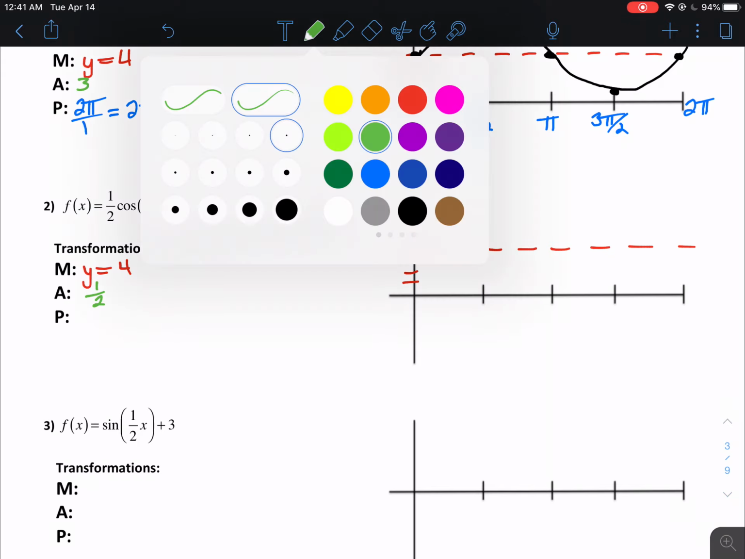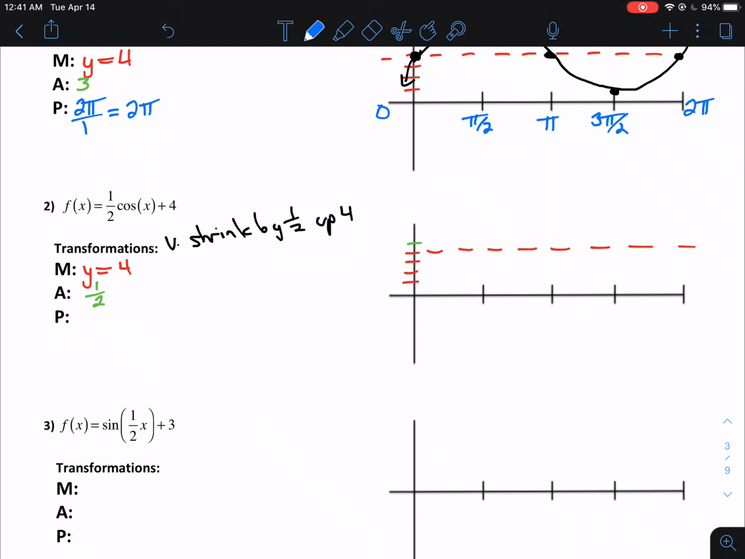And then from there, we also need to fill in our period, which again would be 2 pi divided by the number in front of x, which once again was a 1. So it turns out our labels are going to be the exact same. In fact, I'm not going to label all the in-between ones. You can just copy those from above.